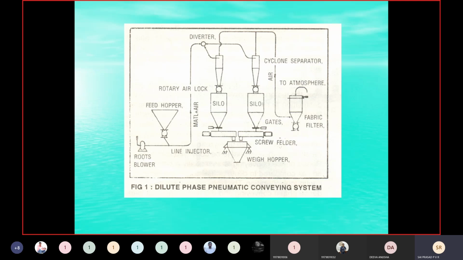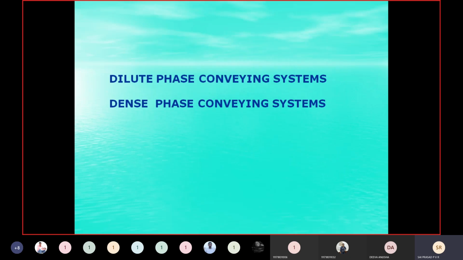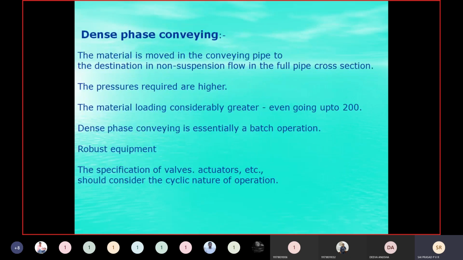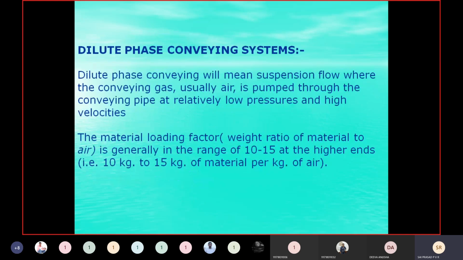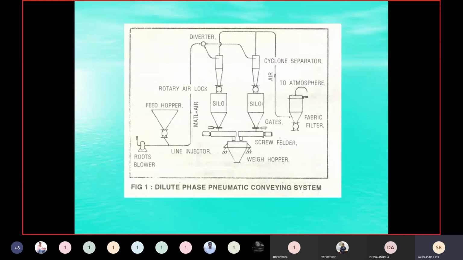So hence the thickness is more. Because the thickness of the pipeline is more, heavy robust equipment is used. Then the specifications of the valves and actuators etc. should be considered for the cyclic nature of the operation. Suppose you are using instrumentation and process control, then of course here we will have a cyclic valve.